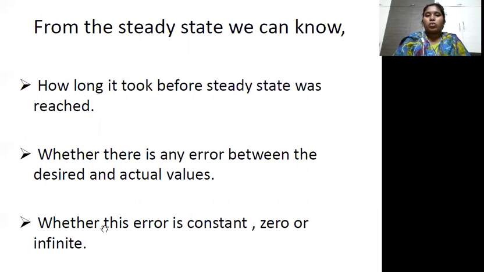So from this steady state response, what are the elements we are able to know? Now discuss that one. We can know how long it took before the steady state the output is reaching, and whether there is any error between the desired and the actual outputs. For example, if I want to achieve a 10 amperes current by using a system, but I am only achieving a 9 amperes current, then we are able to determine the error between the desired output and our aimed output. We are able to know the difference between the desired output and the actual values, right? That is called error. And we are also able to know whether the error is constant, zero or infinite, or else it is varying. We are able to know that also by using the steady state response.